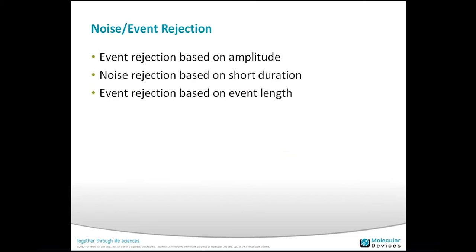We can reject events whose amplitude is larger than the action potential. If the event is very noisy, we can use the noise rejections. Or if the event has a certain length, or needs to have a minimum event length, we can use the event rejection based on the event length. I will use the following slides to show you examples.